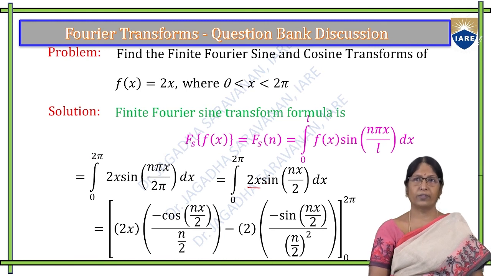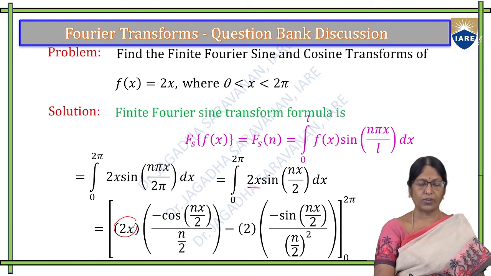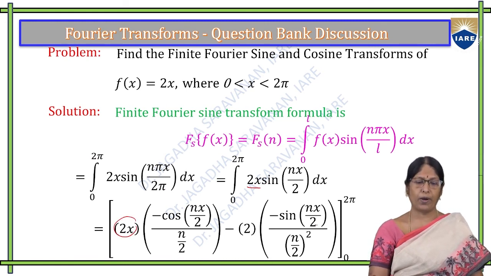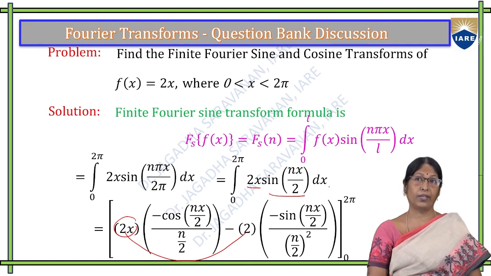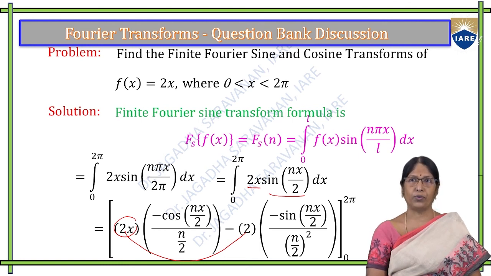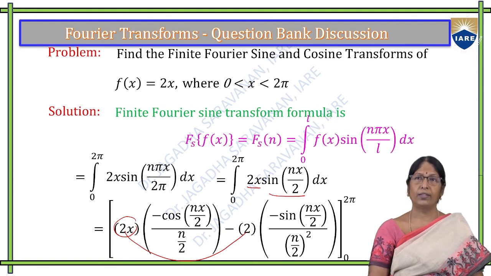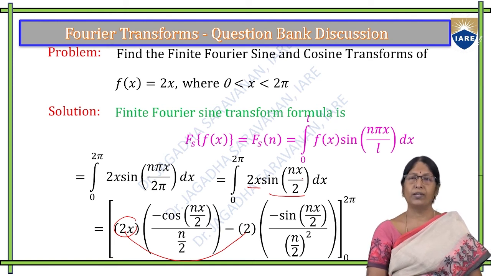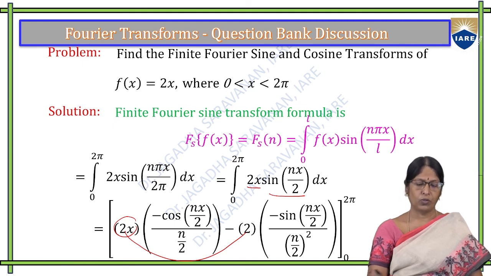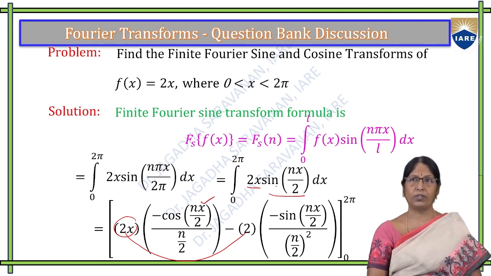Here the 2x is there, the algebraic part which is written here. The algebraic part we will be going on differentiating. Whereas the trigonometric one, if you're noticing, sine of nx by 2. The integrated one we will be writing first, that is sine of the term. Sine, the integration is minus cos of the term. So minus cos of the particular term.